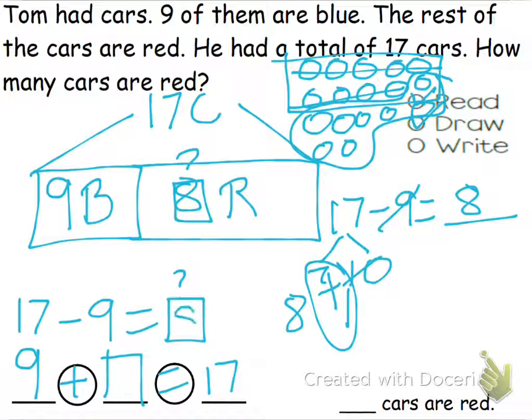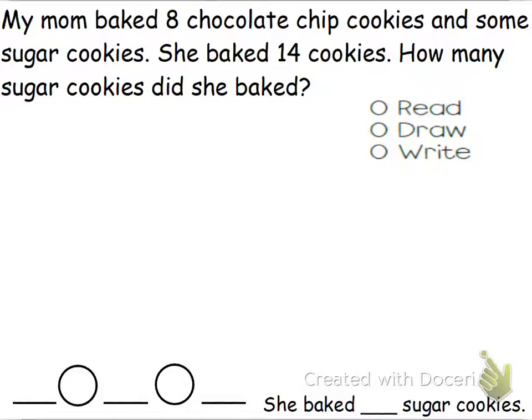Now, of course, I'm showing you some strategies. If you remember another strategy that I have taught you before, that you would like to use, you can go ahead and use that one as well. But these are some that would probably be the easiest to solve with these type of word problems. So how many cars are red? 8 cars are red.